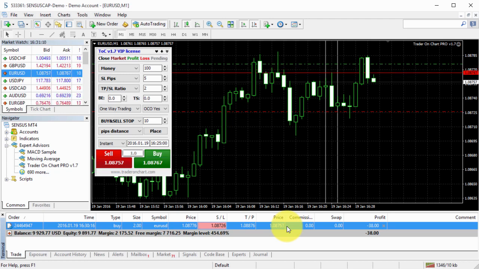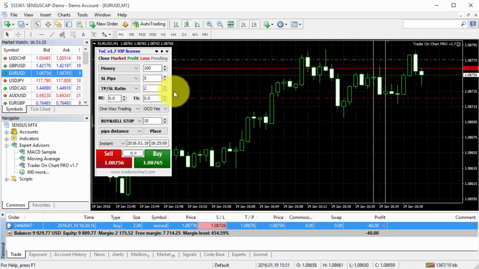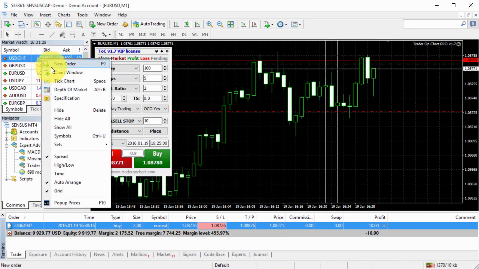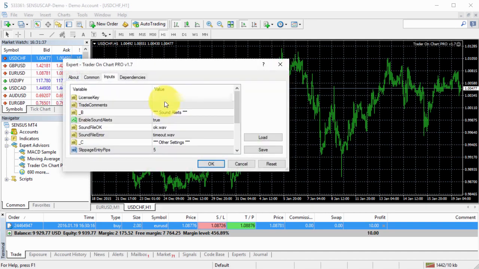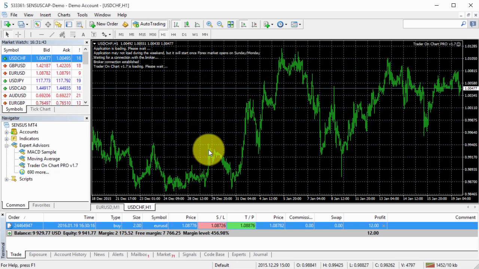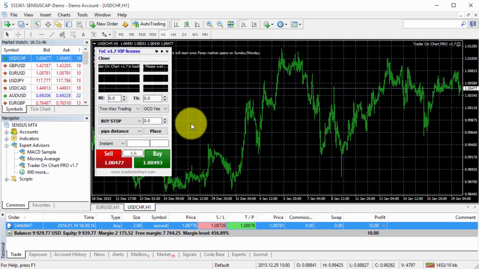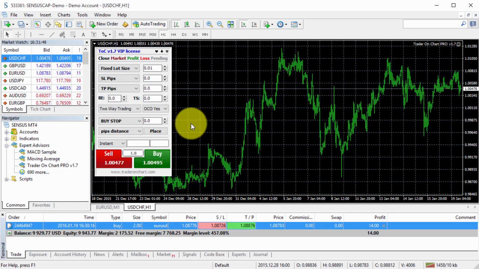But when you use such an application, it really makes the trading easier for sure, because you can load it on as many charts as you want, and you can just switch between charts. So let me show you. I can open, for example, dollar franc, and I can add the application as well. I just drag it on the chart. I put my license key, click OK. The application will load, and now I have the application on the second chart as well, so I can place trades too.